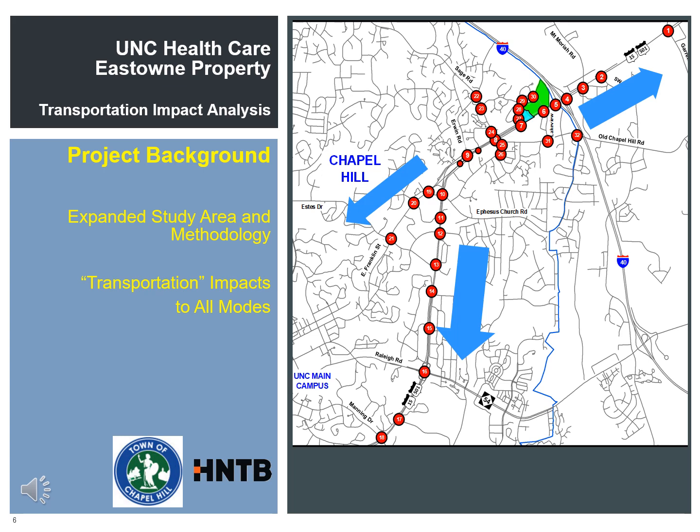So the total number of intersections is over 30 that are being studied and are highlighted in red on this figure, as well as the green and blue locations of the UNC Healthcare Eastowne properties.